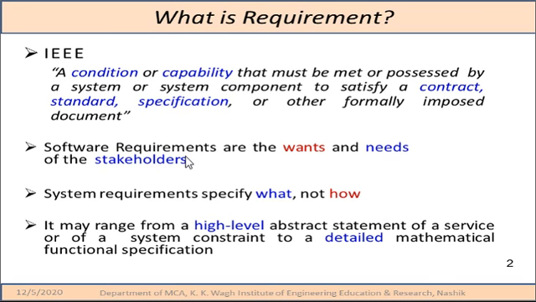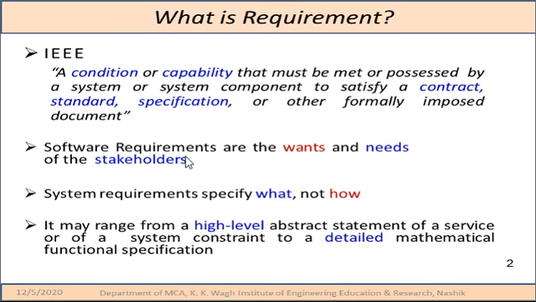Whereas, if we want to define the requirement in simple words, then we may say that the requirement is nothing but what users expect from the system. That is what the user wants or what is the need of the users. Here the user is nothing but the stakeholder. So we have to identify the system requirements by what he or she exactly expects from the system, or the need of all the stakeholders.